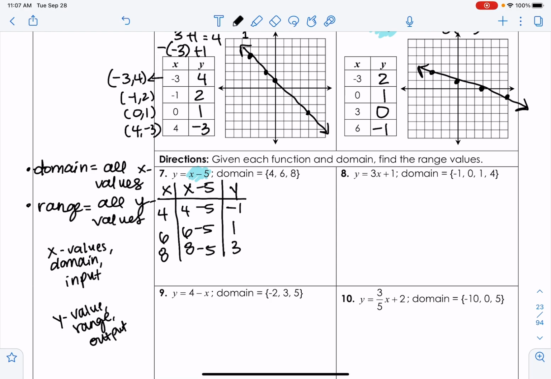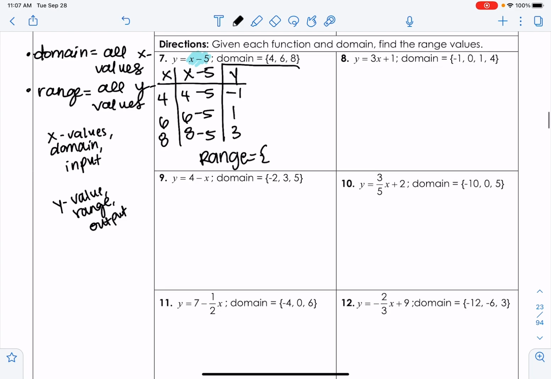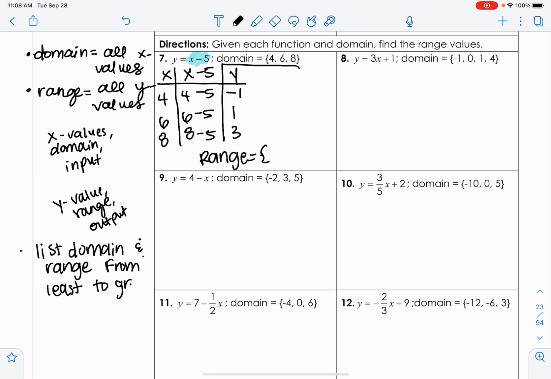When I ask you to list the range, we'll list it the same way we were given the domain: the full word, an equal sign, and then your squiggly brackets. Remember that you must list your domain and range in order from least to greatest. Ours is already in order, so we've got -1, 1, and 3. And that is our solution for number 7.